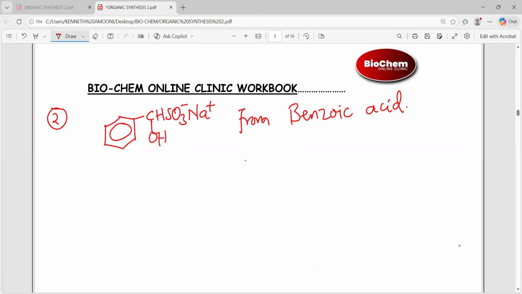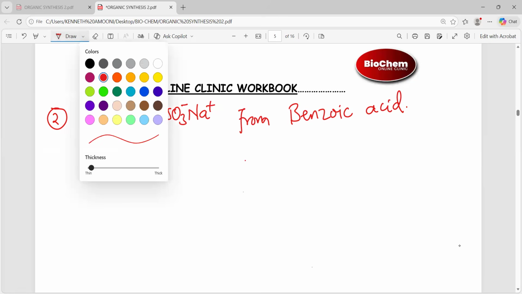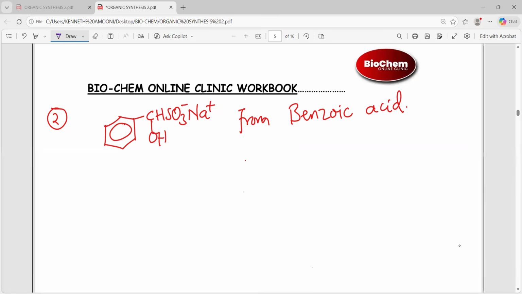Now, the moment you look at this first compound, it looks complicated, but you're going to realize that this compound comes from the reaction between carbonyl compounds and sodium hydrogen sulfide. So we are moving from benzoic acid. Benzoic acid is a carboxylic acid which is aromatic. So we are moving from that to this compound.